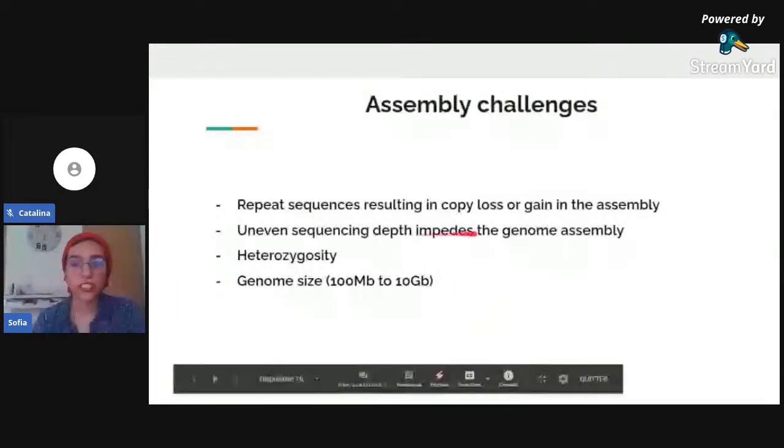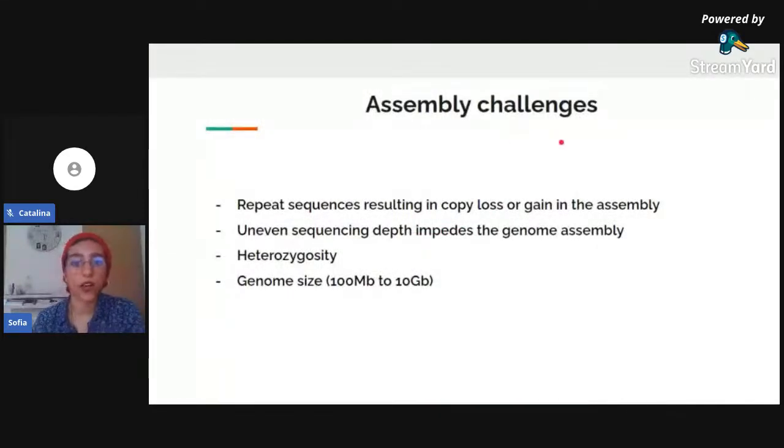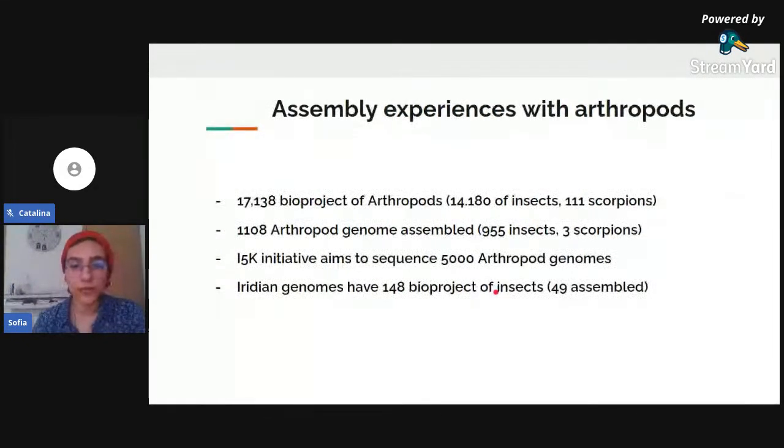Some of the assembly challenges remain, which are common in eukaryotic organisms, such as repeat sequences resulting in copy loss or gain in our assembly, and uneven sequencing depth that impacts the genome assembly. We also have heterozygosity and the genome size in arthropods, which goes from 100 megabase to 10 gigabase. So here I summarize some assembly experiences with arthropods that have already been done.